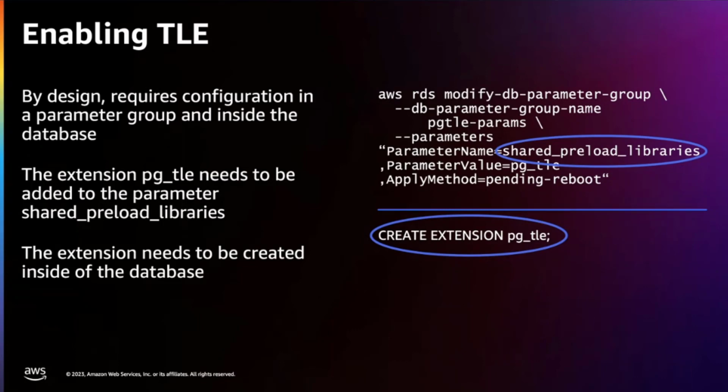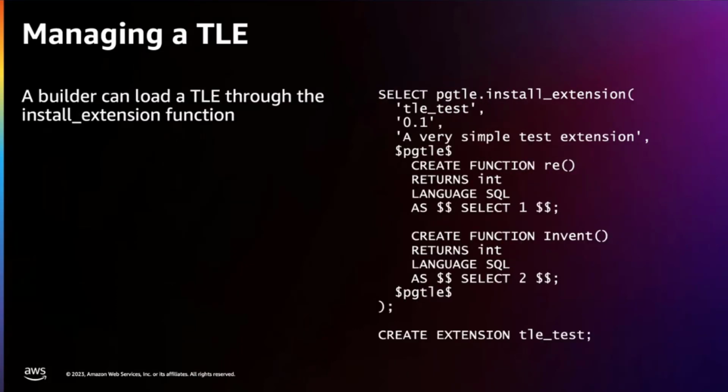On Amazon Aurora and Amazon RDS, you will need to grant a special role called pgTLE admin to any user that you want to be able to install a trusted language extension. So it's up to you as a database administrator to decide who you want to have access to that extension. All right, so how do we manage the TLE once we've enabled it?